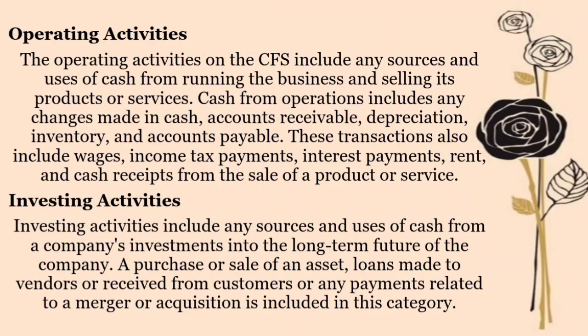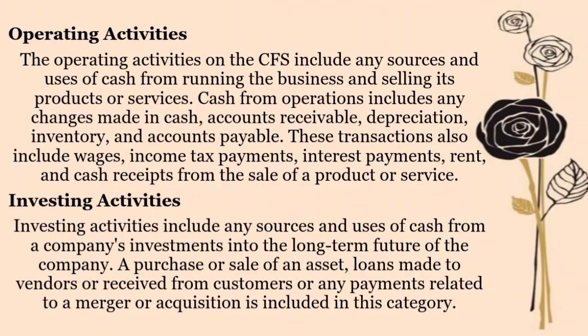So first is the operating activities. The operating activities of the CFS include any sources and uses of cash from running the business and selling its products or services. Cash from operations includes any changes made in cash, accounts receivable, depreciation, inventory, and accounts payable. This also includes wages, income tax payments, interest payments, rent, and cash receipts from the sales of a product or service.